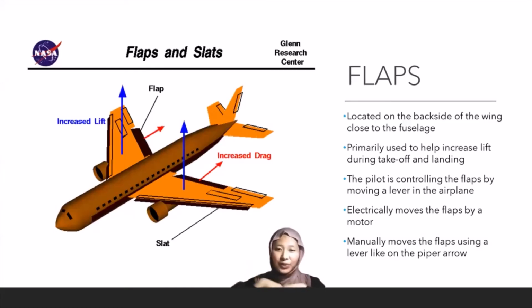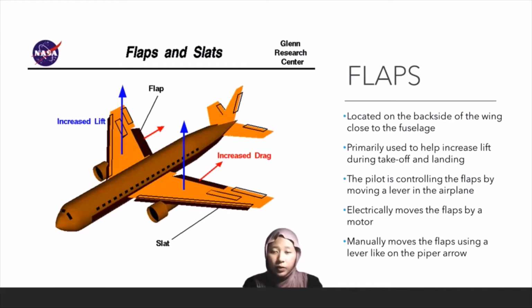Next, moving on to the secondary flight controls, which are the flaps. The flap, which you can see on the screen, is located on the backside of the wing, close to the fuselage. The flap is primarily used to help increase lift during takeoff and also landing.